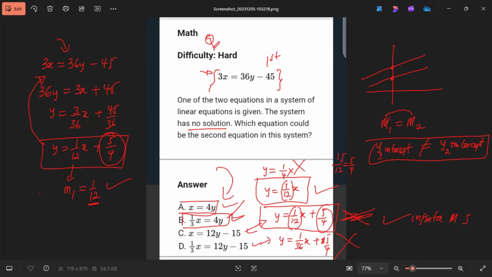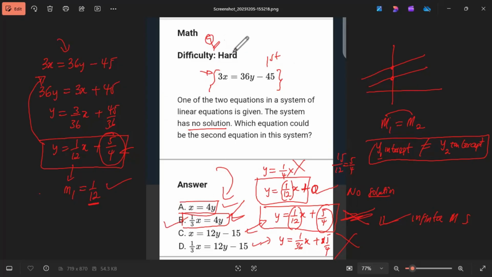Infinitely many solutions, but this one is for no solution. Okay, I will explain that again. For no solution, they must have the same slope but different y-intercept. You can see the y-intercept here is 0, so it's different from this one, right? This one is 5 over 4. But when they have infinitely many solutions, the equation has to be the same. So this one will be the case. So for this case, the answer is going to be option B.